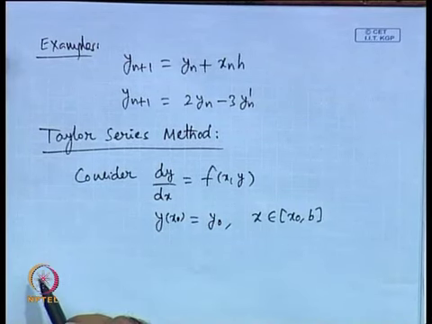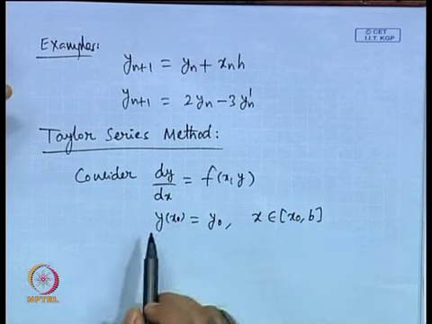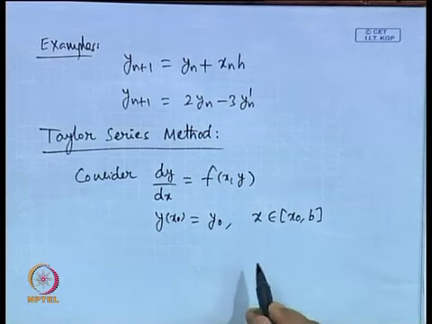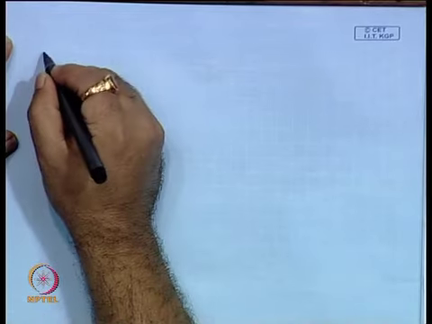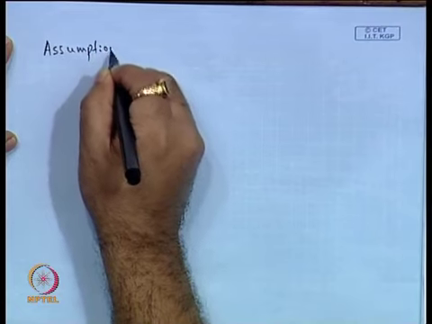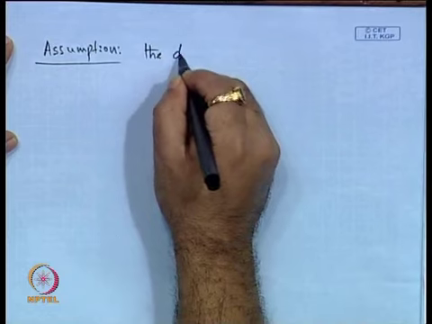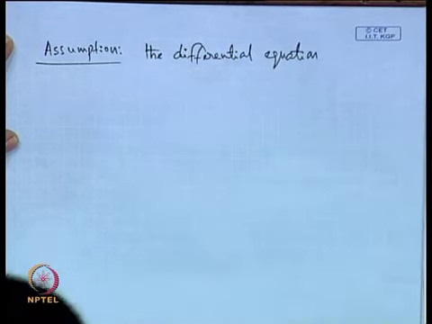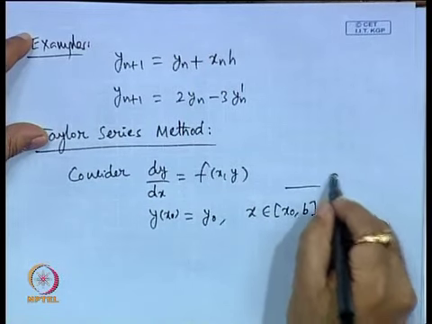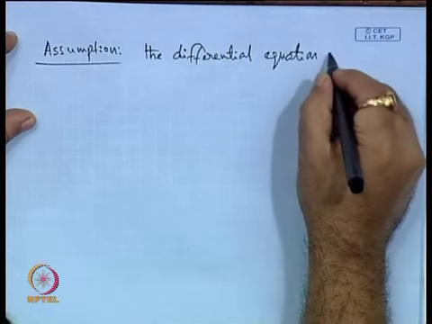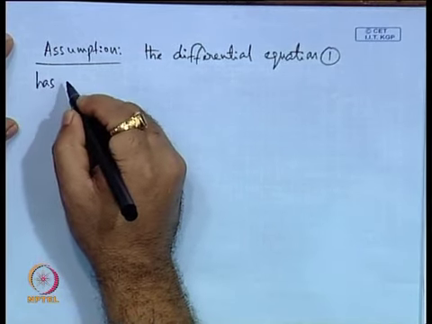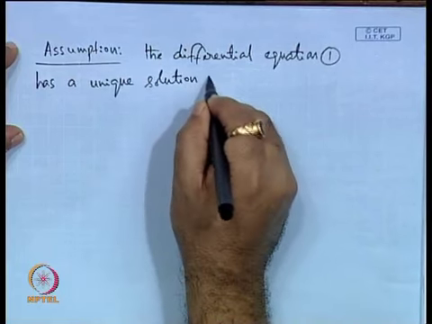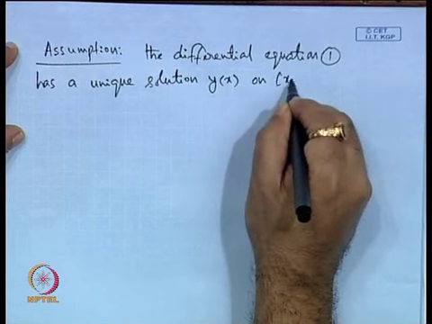When we say Taylor series, definitely we are going to use the Taylor series expansion of the solution about some point. But before we do that, it would be better to know the assumptions under which the Taylor series expansion is possible. So, I would like to write down the assumption. What is the assumption? The differential equation, this is equation 1, has a unique solution y of x on x0 to b.